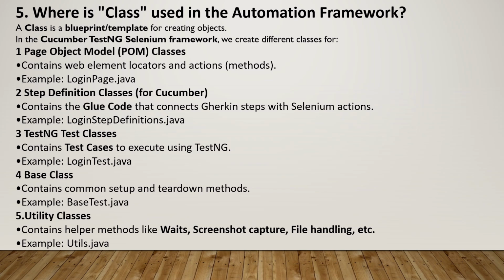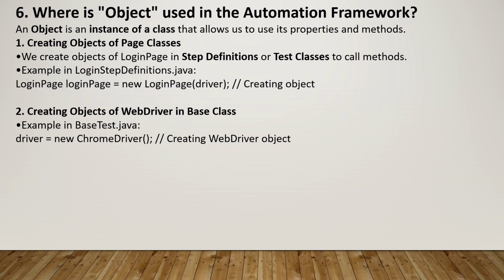Let's move for the another question. Next question is, where is object used in the automation framework? An object is an instance of a class that allow us to use its property and methods. First, creating object of page classes. We create object of login page in step definition or a test classes to call methods.